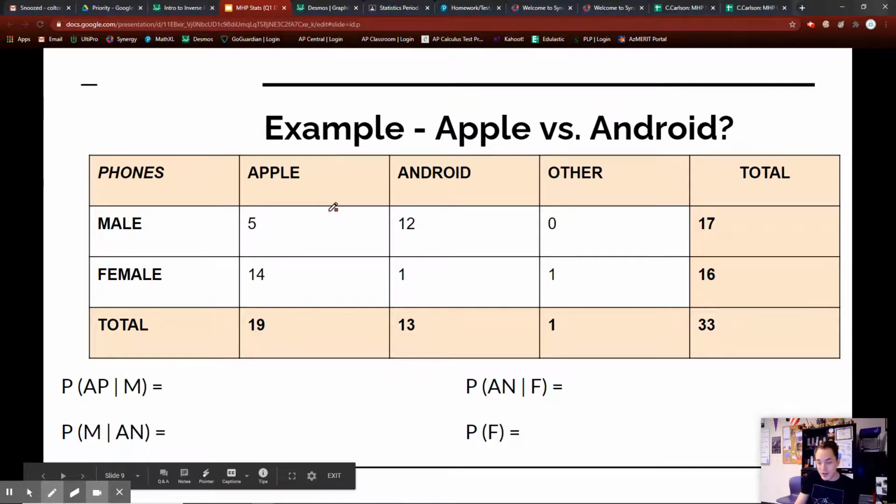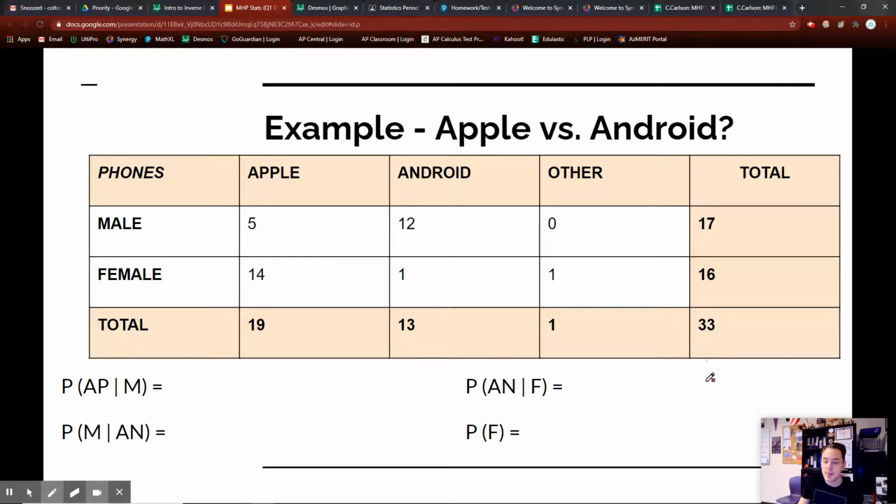So now Apple versus Android. Okay, same amount of females, males, same amount of students. Find the probability that you have an apple given that they're male. So what's the overlap? It's 5 all over the total males, which is 17. Find the probability of Android given that they're female. So what's the overlap? Android female is 1 all over the condition, which is female, so it's 16.